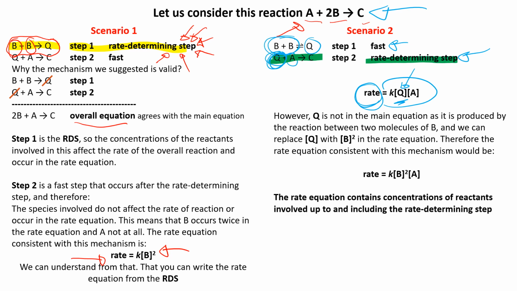The rate equation, again, very important. The rate equation contains concentrations of what? Of reactants. For which step? For the rate determining step. So our main concern, if we have different steps, like scenario number 1, scenario number 2, we should care about the rate determining step. Which one is considered to be the rate determining step?